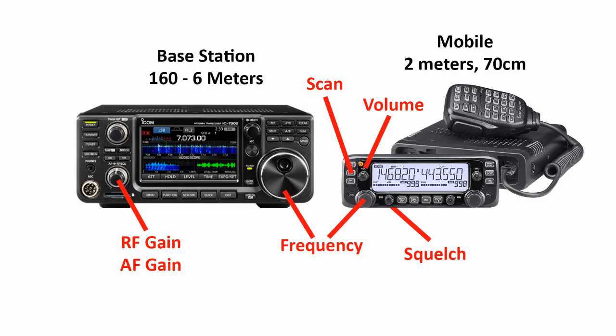These are examples of two types of amateur radios. On the left is a typical home base station transceiver that operates on 6 meter to 160 meter bands.